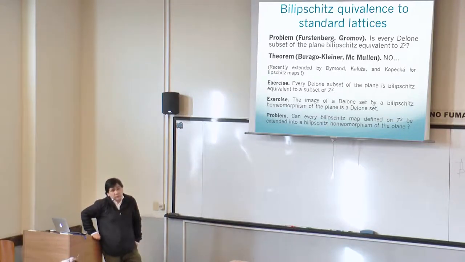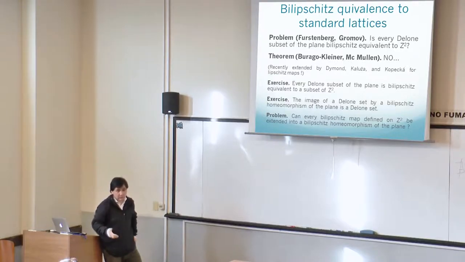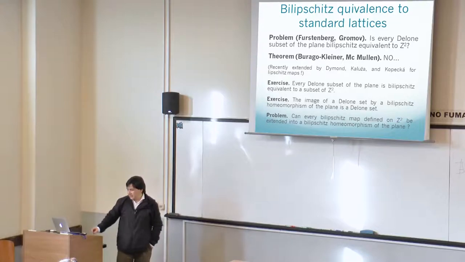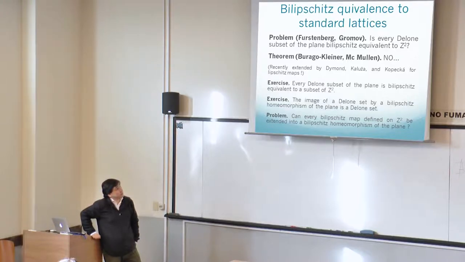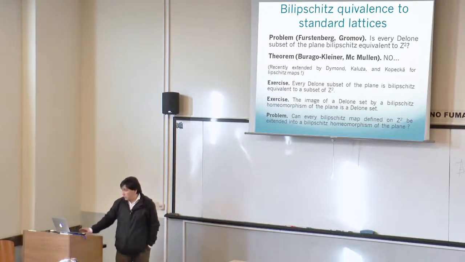So the question of Furstenberg and Gromov makes sense in the plane because in the one-dimensional case, it is an exercise to show that if you have a Delone subset of the real line, then it is equivalent to Z. This is just moving points along the line. So this is quite elementary. So it makes sense in the plane. Actually, it makes sense in R^d for every d larger or equal than 2. But the proofs are mostly the same starting from dimension 2. So I will only concentrate on the case of dimension 2.